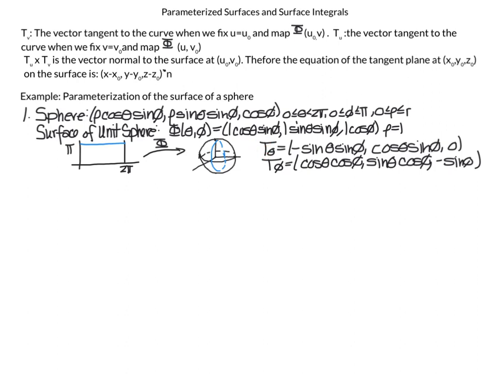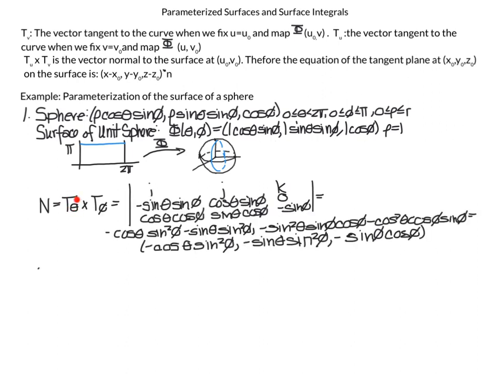So now I can take the tangent vector with respect to theta. Taking the derivative of this parameterization with respect to theta is going to give me my negative sine theta sine phi. My sine phi is held constant. Here I'm going to have my cosine theta, and my sine phi is held constant, and then this is 0. Similarly, I can take the tangent vector with respect to phi. So now my thetas are held constant: cosine theta cosine phi, sine theta cosine phi, and this will be minus sine phi.